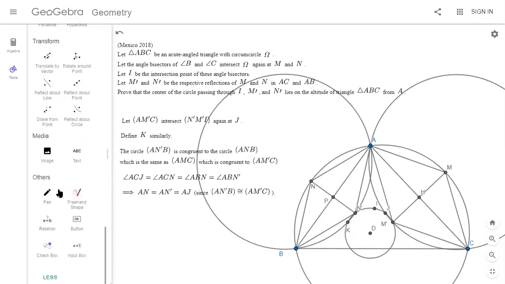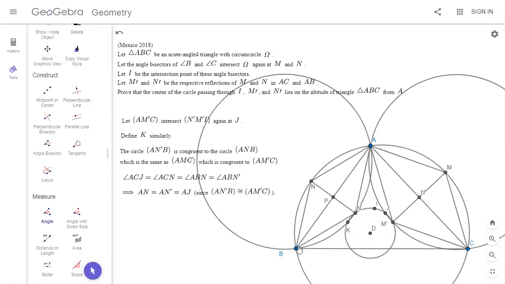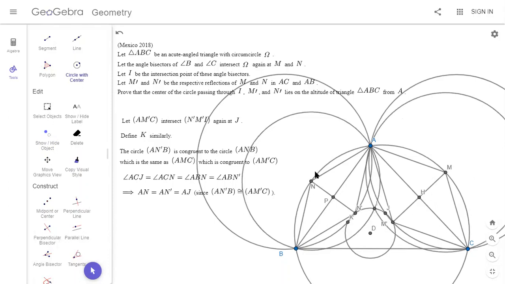Let me just do a check on that to be sure it's actually true. BNI and CMI are, oh yeah, because I erased that other circle. I erased this circle and I erased this circle. Because IMC equals BAC, equals BNI. Okay.